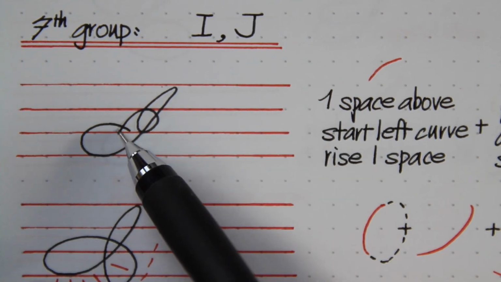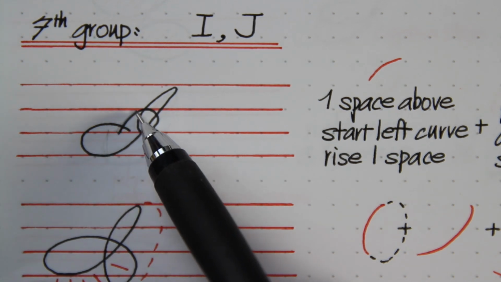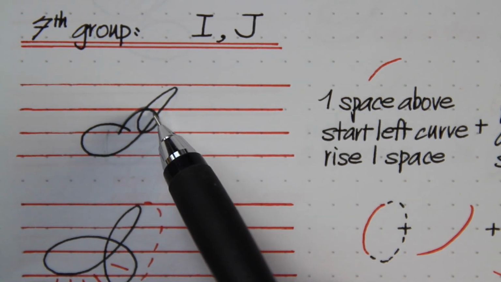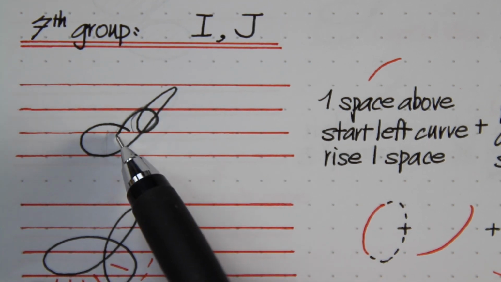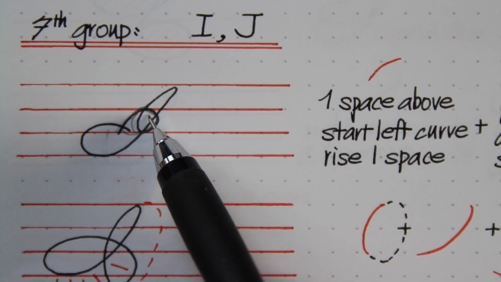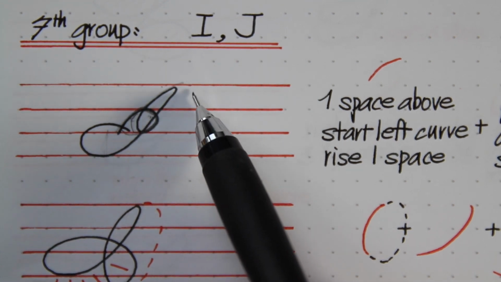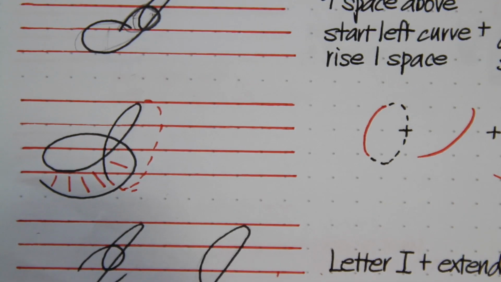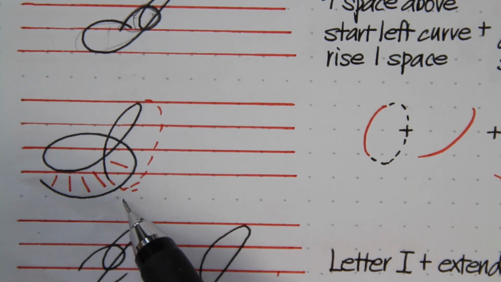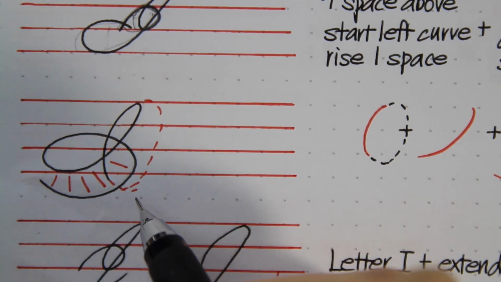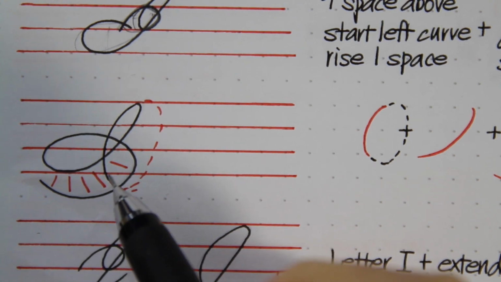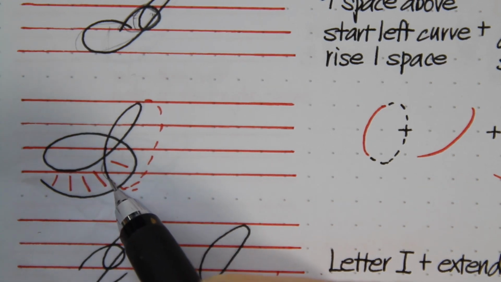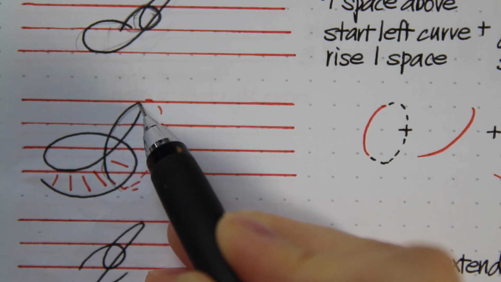So it begins one space above the baseline with a left curve, rise one space, right curve, descend one space, left curve that divides this oval into two parts. Left curve up, and then finish with the capital stem. This version of the I can be a little challenging to do, but if you know which part of the oval you're executing, it becomes very easy. It starts from here, starts from the baseline or below. It's a left curve up.